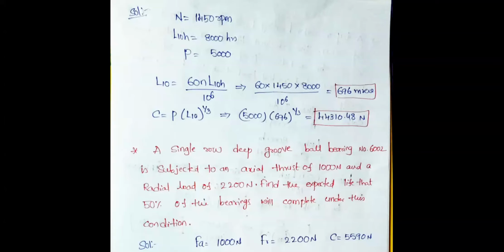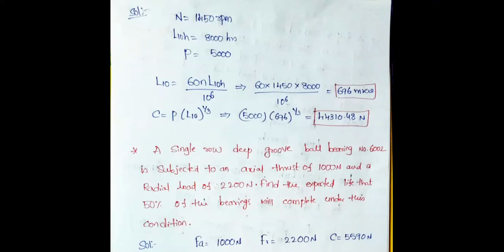Next problem. Please observe this. This is another important model. A single row deep groove ball bearing, number 6002, is subject to an axial thrust load of 1000 newtons and a radial load of 2200 newtons. Here I am using newtons. If there are any kilonewtons, simply convert them into newtons, as in the previous problem. Loads must be in terms of newtons only.